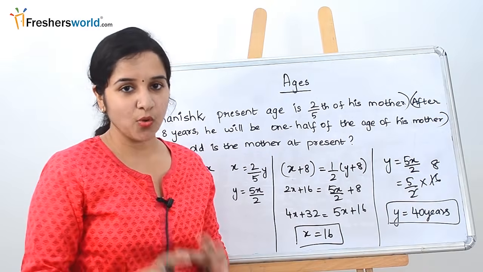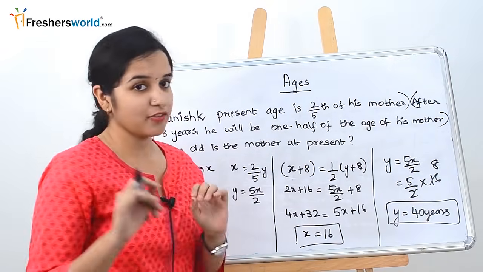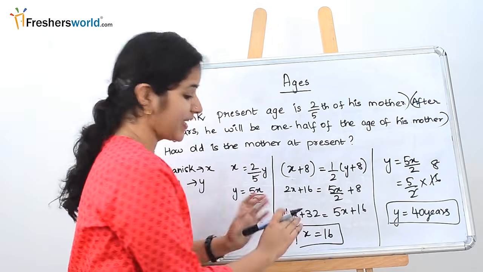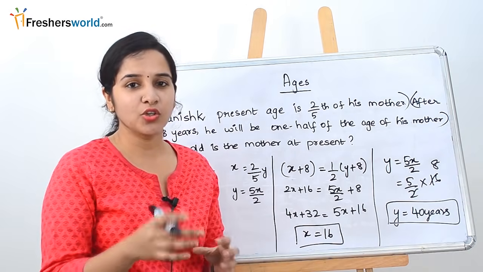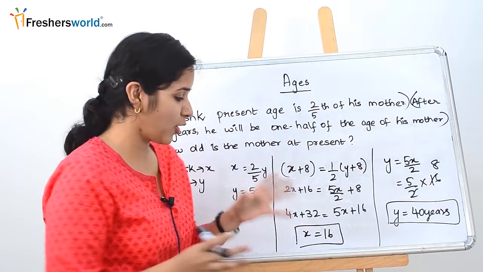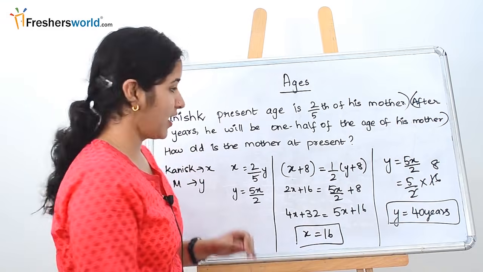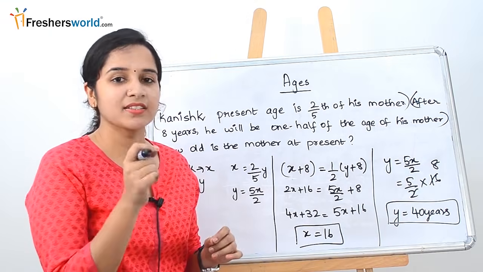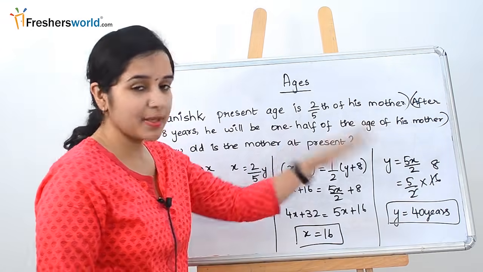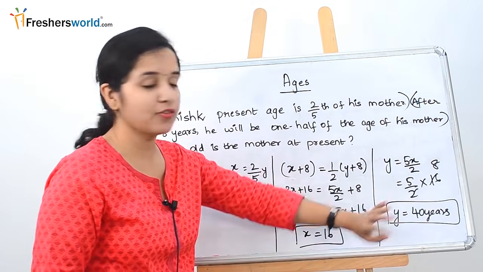This is where people go wrong. The question that they have asked is not for Kanishk's age. People just stop at X is equal to 16, and even in the answer options you get 16 as an option. So they will directly take it and go to the next question. But read the question carefully. Are they asking for Kanishk's age? No. They are asking for his mom's age. So the next step is to solve for Y to get the 40 years.